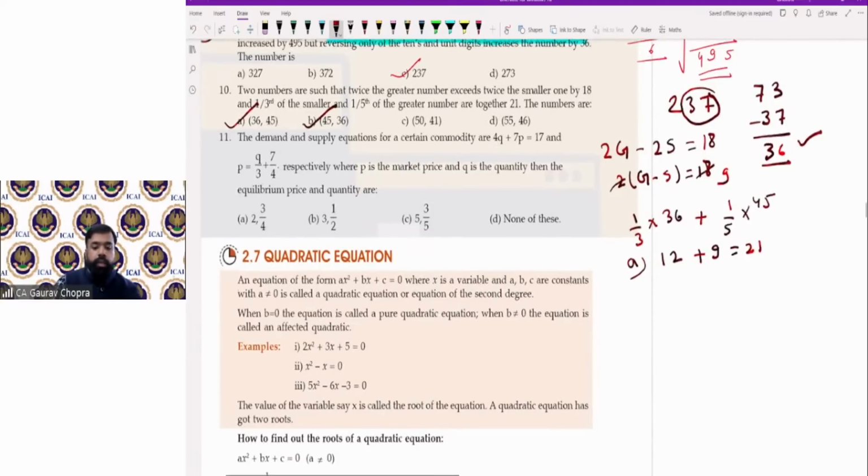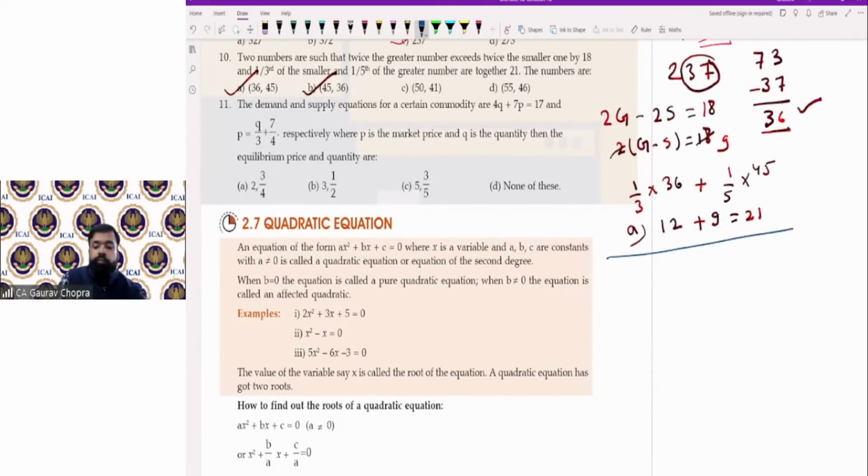So let's check. First equation is 4Q plus 7P is equal to 17. So what is the value of Q? Q is 3 by 4. And what is the value of P? It is 2. So 3 plus 14 gives 17. So option number A is satisfying the equation. So option number A is correct. So everyone has given the answer, option number A.